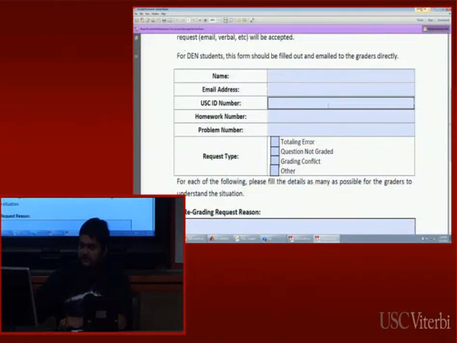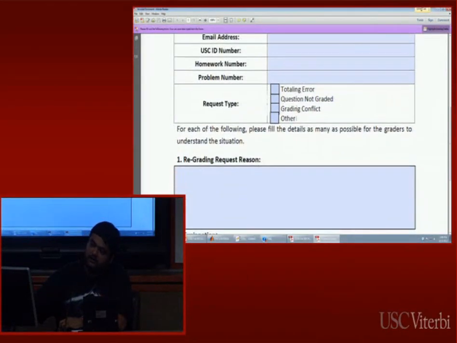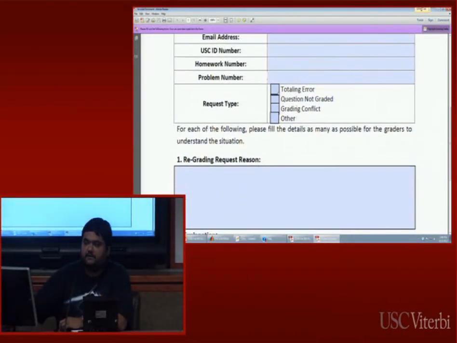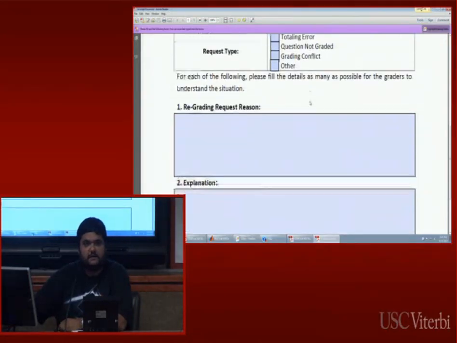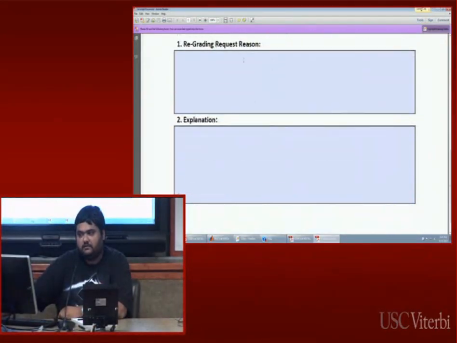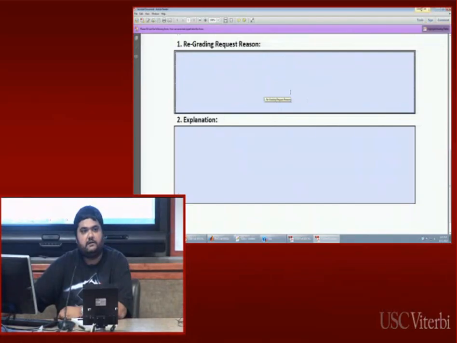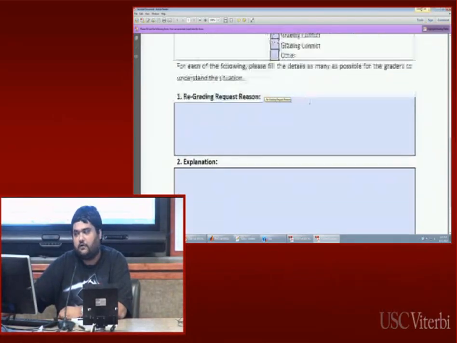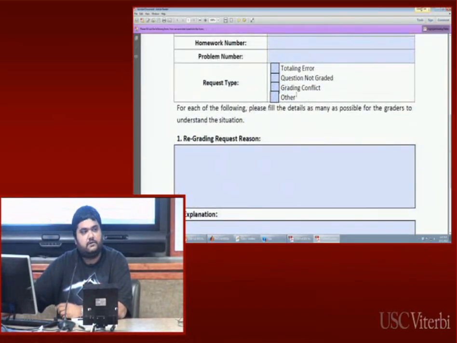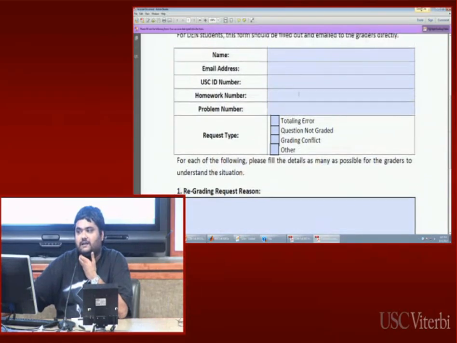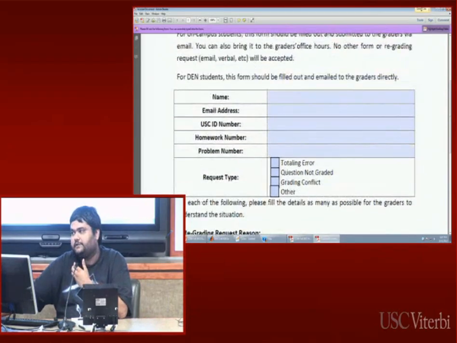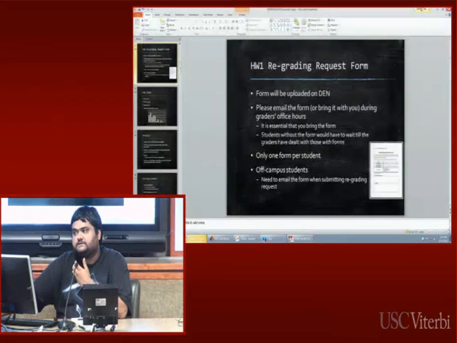So these are just the usual details, and then you have to explain what is the request type. You can have more than one request type, but in general you have to explain what are the reasons and what you are exactly looking for. This helps the grader to quickly deal with so many students, because there will be a lot of you there and it's just 2 hours. So it's important that you take the form with you. You could also email the form.